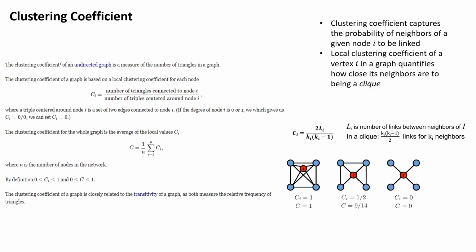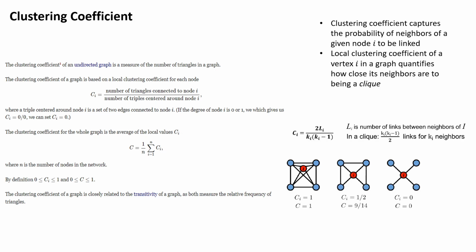Next comes clustering coefficients and cliques that Sir discussed also. So basically, clustering coefficient, we'll be talking mostly in terms of undirected networks, not in terms of directed networks, but there is not much difference in terms of clustering coefficient in directed networks as well. You follow a similar kind of path. So the clustering coefficient of an undirected graph is a measure of the number of triangles in a graph.